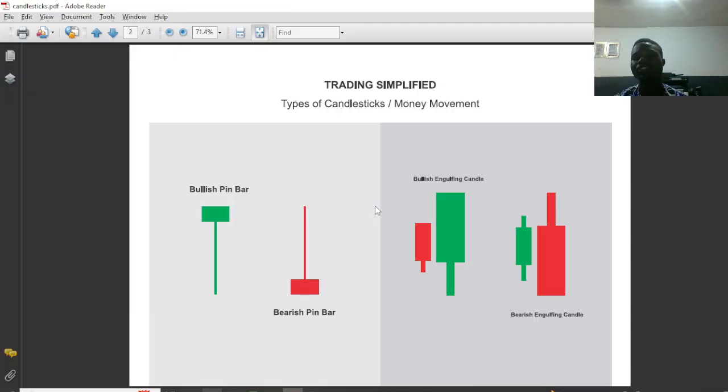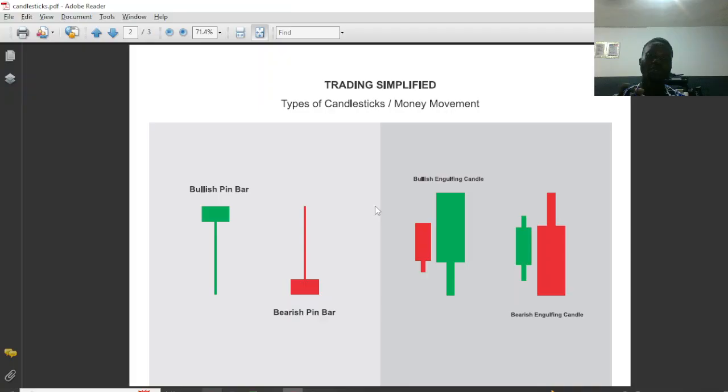But the reason why I choose these two beautiful candlesticks, the bullish pin bar or the bearish pin bar, and the bullish engulfing candlestick or the bearish engulfing candlestick, is that these two candlesticks play a major role in the markets. All right. So right now, as per this video, this bullish pin bar candlestick is a reversal candlestick.